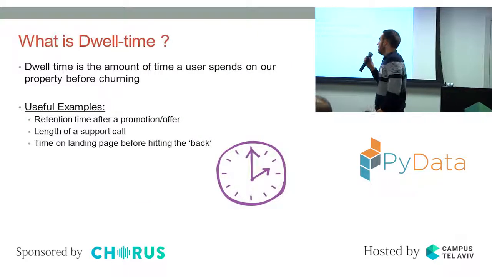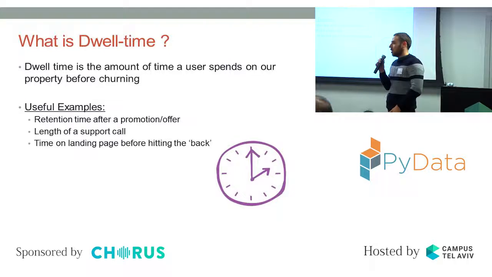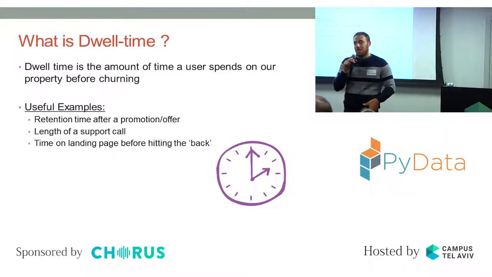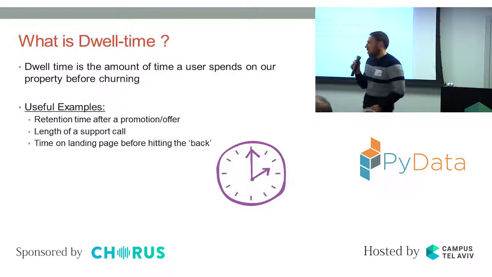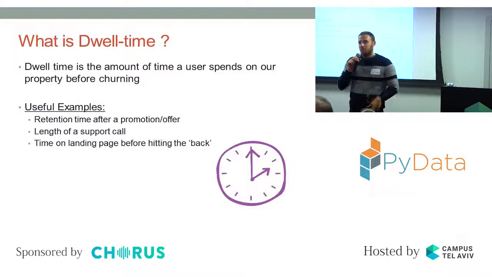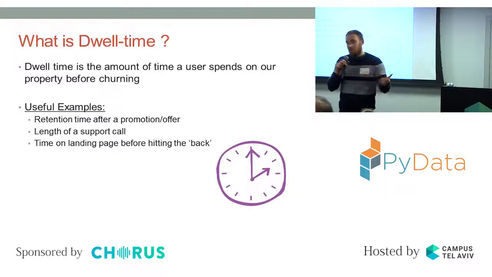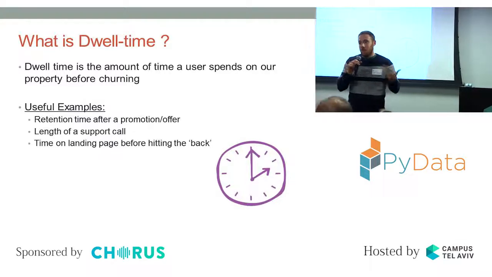The first notion that we're going to introduce is dwell time. Dwell time is basically the amount of time a user spends on our property before he or she decides to churn. The example we are going to follow throughout this presentation is the amount of time a user spends on our website before hitting the back button. Other applications include how effective promotion codes are: I give a promotion code to a customer, how long is he going to stay my customer?